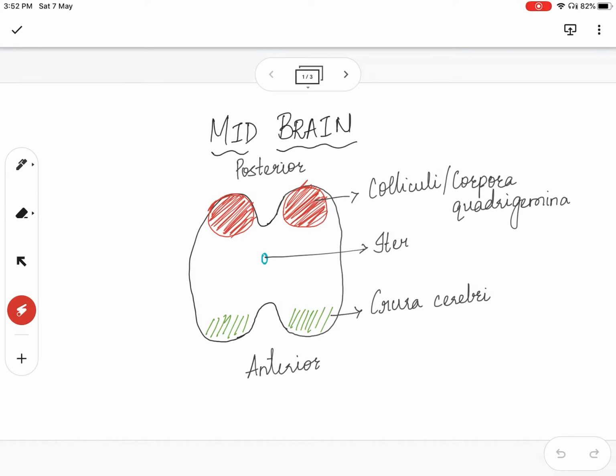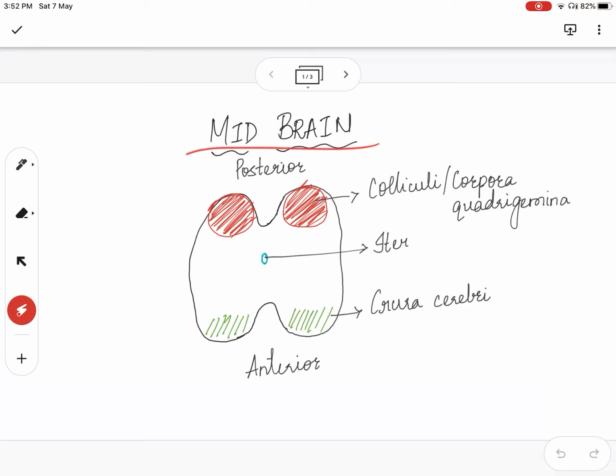In today's video, I'll be dealing with the topic midbrain. Midbrain is also known as what? Mesencephalon, correct? So where is the location of the midbrain? Midbrain is located between the diencephalon of the forebrain and the pons of the hindbrain.